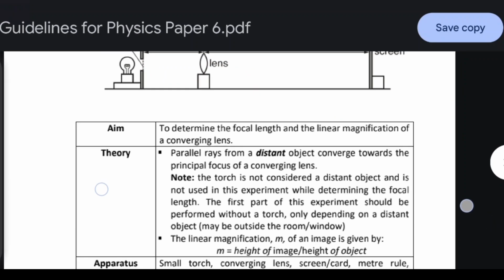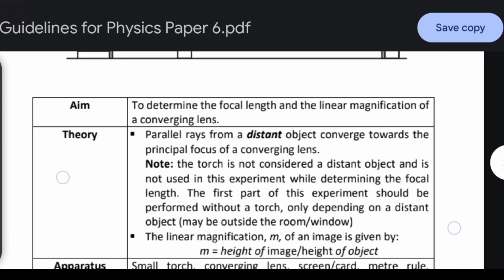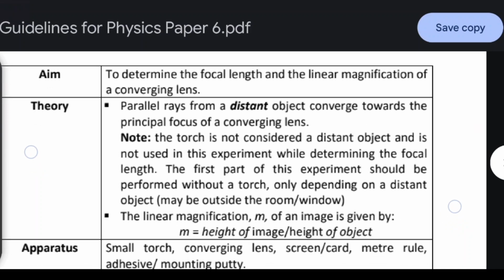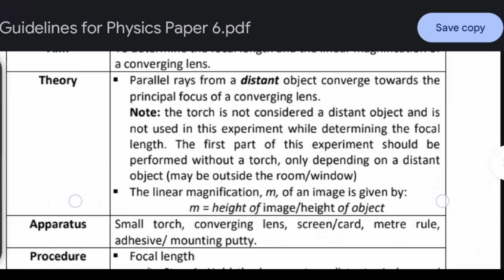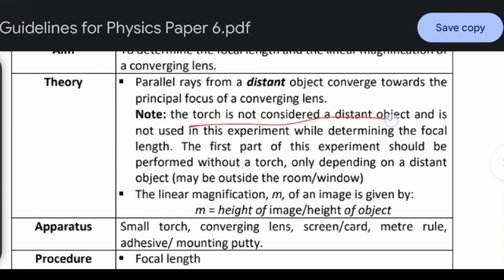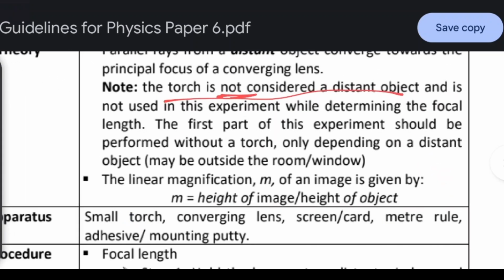Converge toward the focal point of a converging lens. The torch is not considered a distant object and is not used in this experiment while determining the focal length. The first part of the experiment should be performed without a torch, only depending on a distant object. You can't use the torch as a distant object because of course it has light and all.